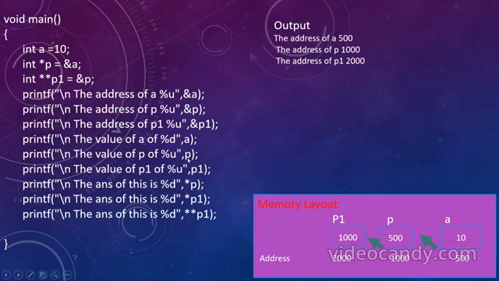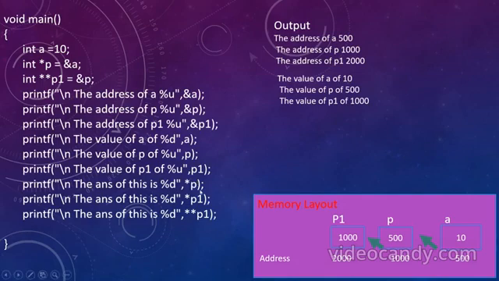Next I am printing the value of p. I am just printing p. What does p store? 500. So the answer should be 500, because p here stores the address of a, which is 500. So here 500 will be printed. And then I am printing p1. Here p1 stores what? The address of p, which is 1000. So here 1000 will be printed.